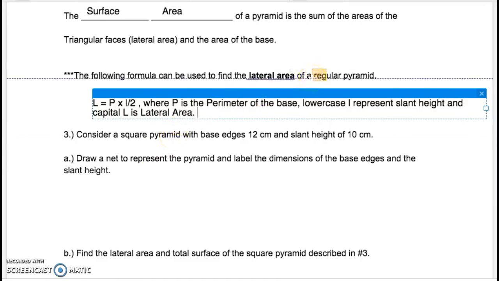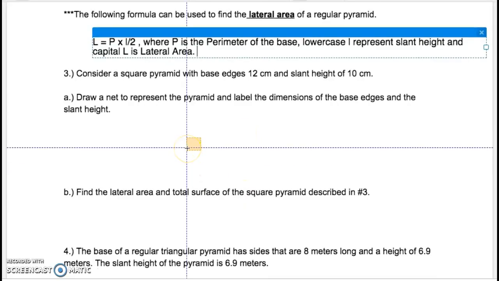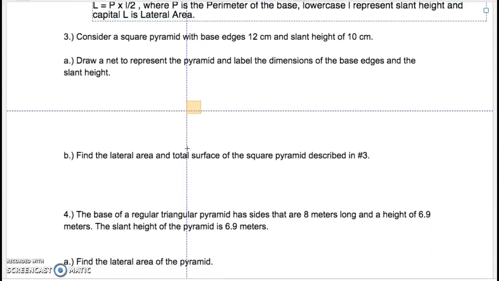So, consider a square pyramid with base edges. The sides that make up the base are 12 centimeters and the slant height is 12. Draw a net to represent the pyramid and label the dimensions of the base edges and the slant height. Alright, so for this one, you're going to draw this, and then when you are done drawing it, raise your hand so I can come around and check to see if you drew it correctly.